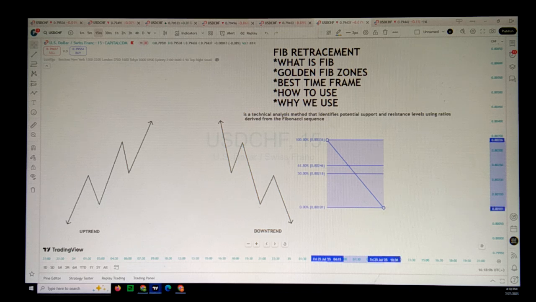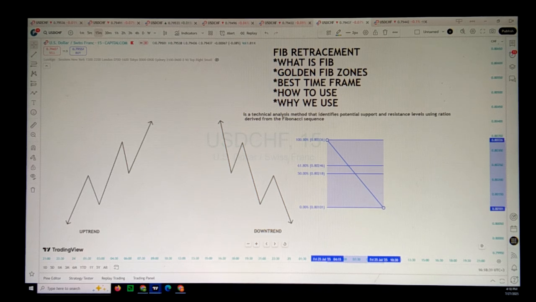So number 3, best time frame to use Fibonacci retracement. So guys, Fibonacci retracement does not need any specific time frame. You can use it on a 1 minute time frame, on a 5 minutes time frame, on a 4 hours time frame, on a weekly time frame. It doesn't matter. You can use it on any time frame regardless of the trend of the market.